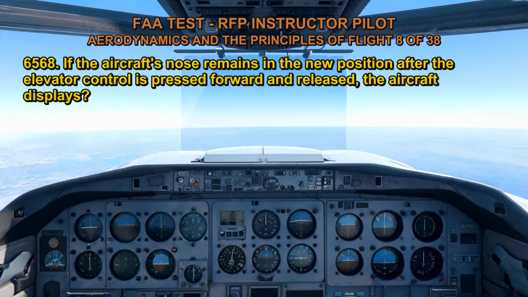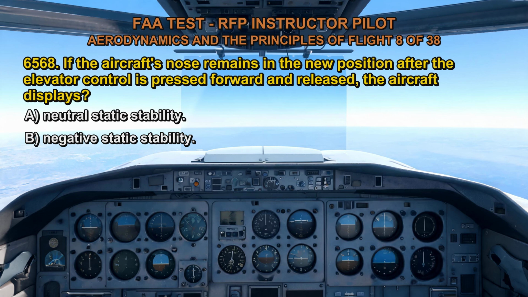6568. If the aircraft's nose remains in the new position after the elevator control is pressed forward and released, the aircraft displays A. Neutral static stability. B. Negative static stability. C. Positive static stability.